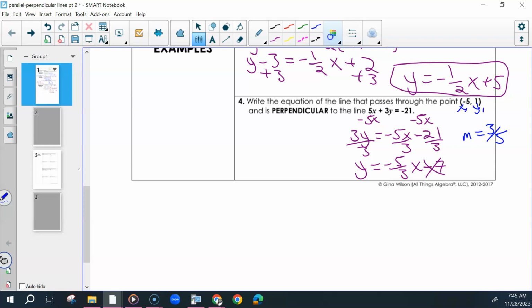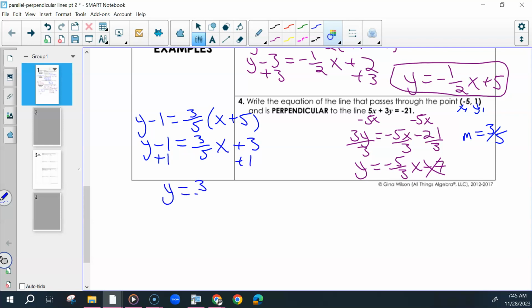Now we can put our slope and our point into our point slope formula. Y minus 1 equals positive 3/5 times x plus 1. Sorry, 5. Distribute and solve. Our final equation should be y equals 3/5 x plus 4. And that would be perpendicular to the original and would go through that point.